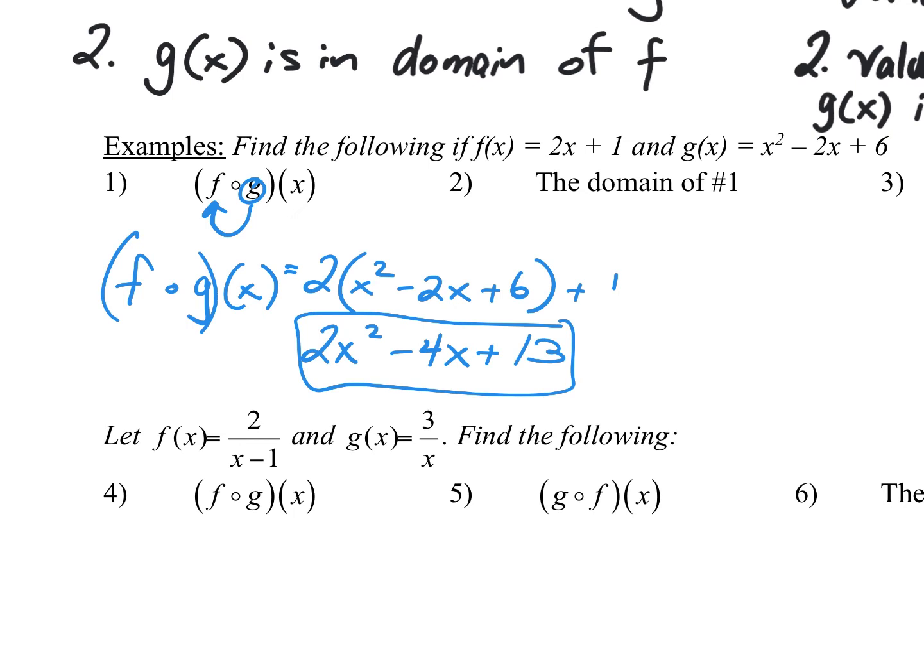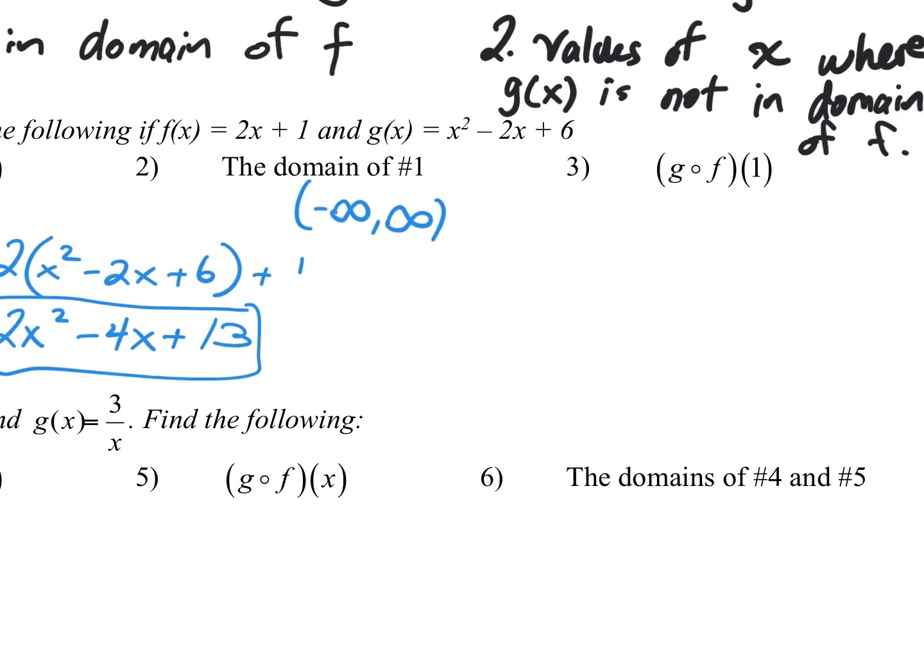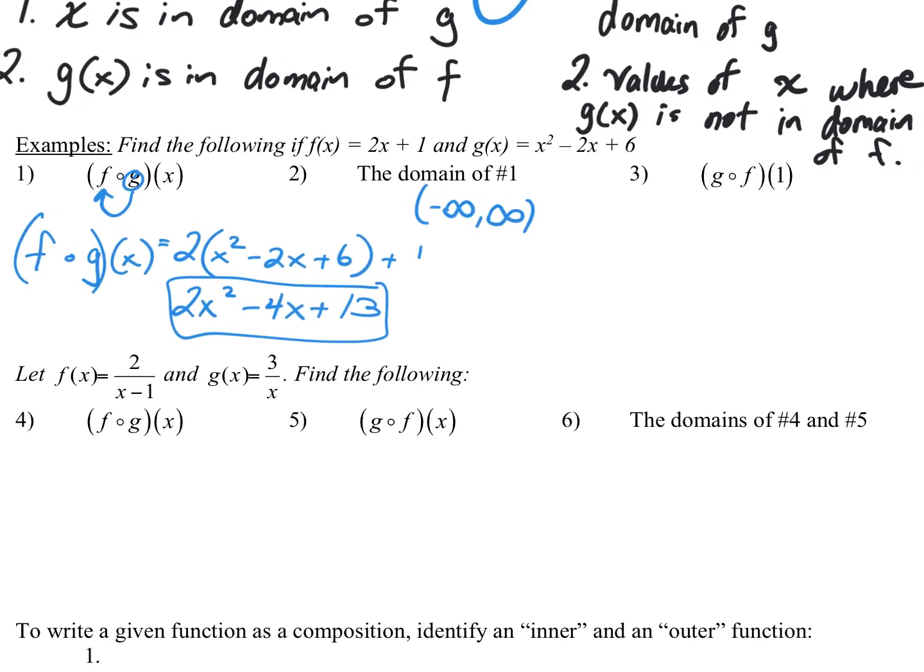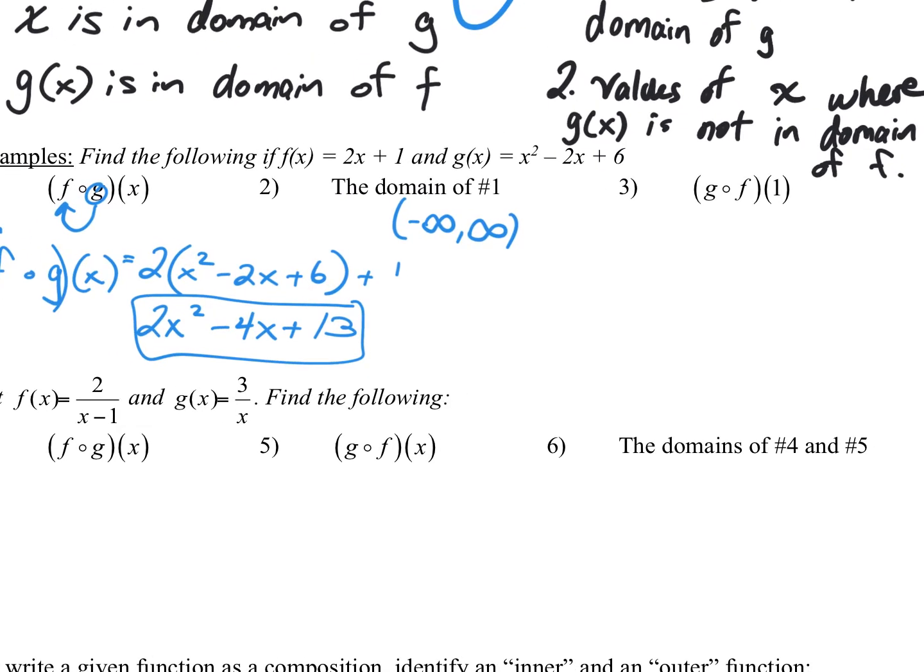As we look at the domain here, we are dealing purely with polynomials, right? Linear and quadratic. So there are no domain restrictions. That's going to be negative infinity to infinity. They also ask us to find g of f of 1. Now, one thing to note about composed functions is they're not a two-way street. f of g of x is very rarely the same as g of f of x. So we've got to do some work.